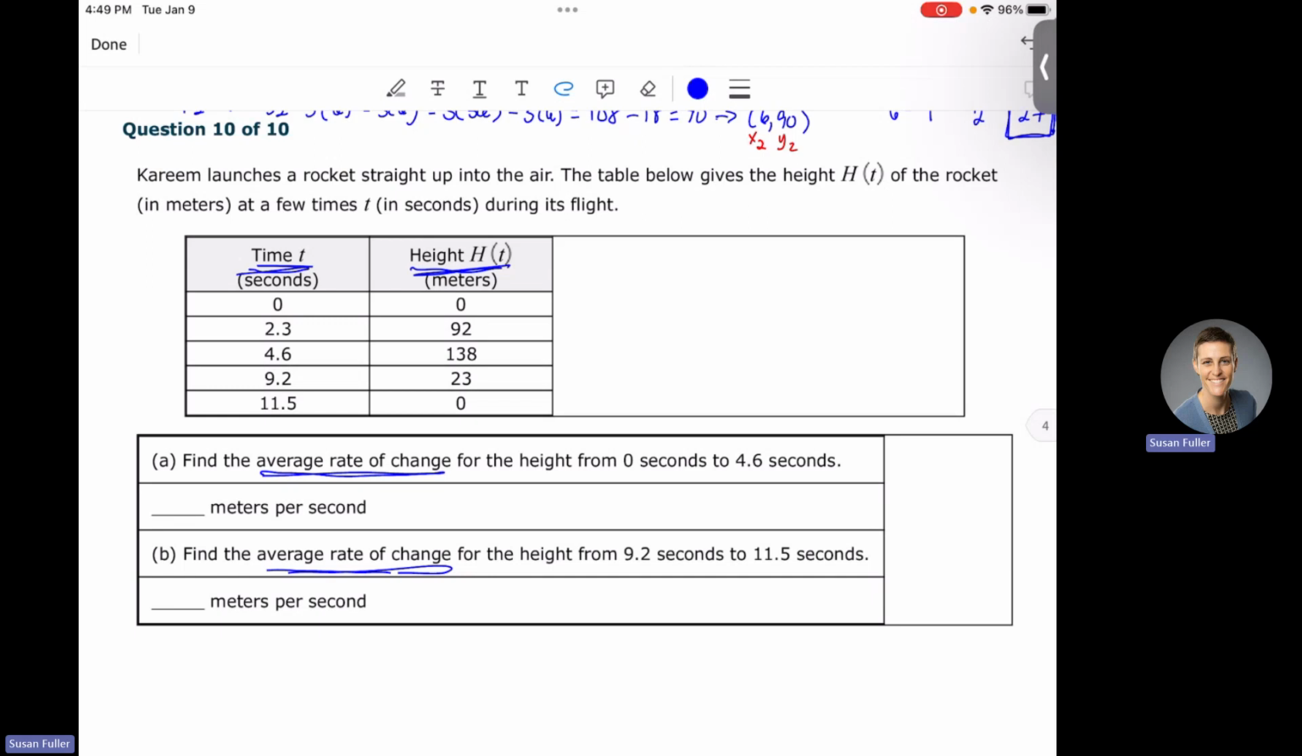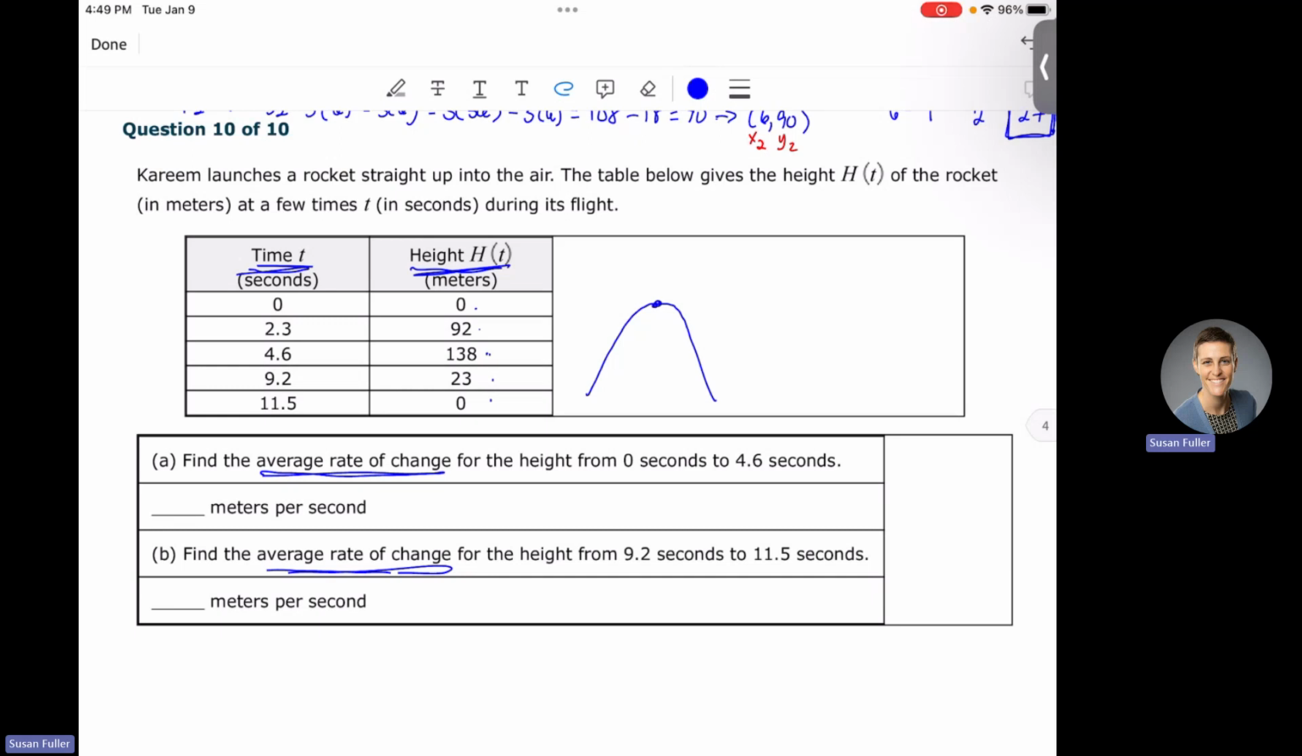And this should kind of make sense. Notice our heights go up and then they come back down, right? If you launch a rocket, it's going to go up and then it's going to come back down. So that makes sense. This 138 is, I think, probably at the top here, or at least it's close to the top, right?